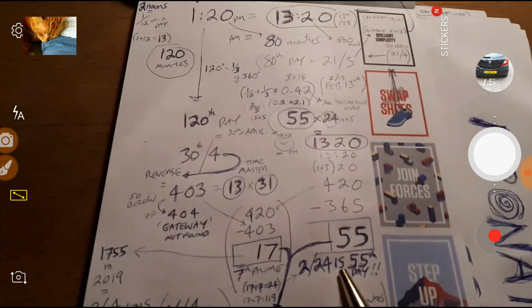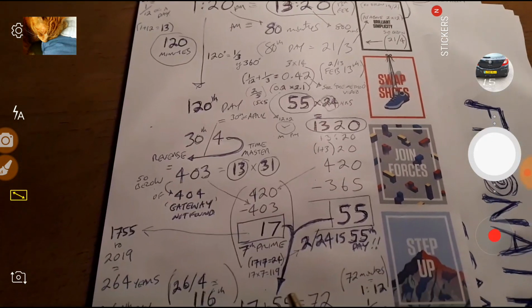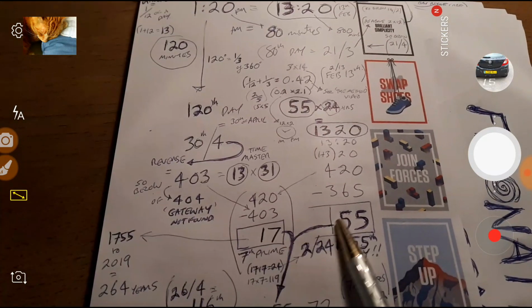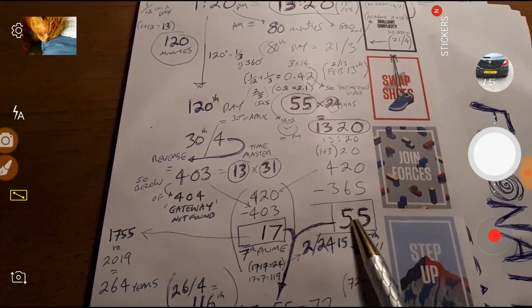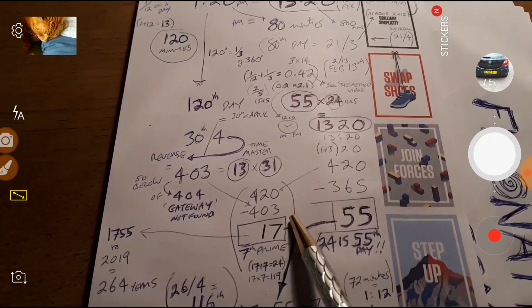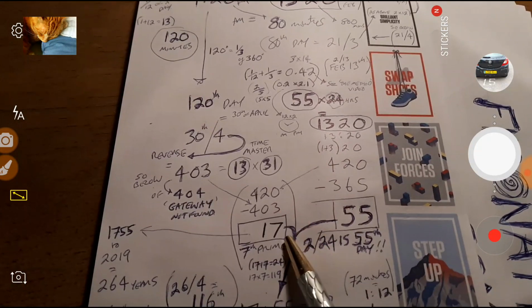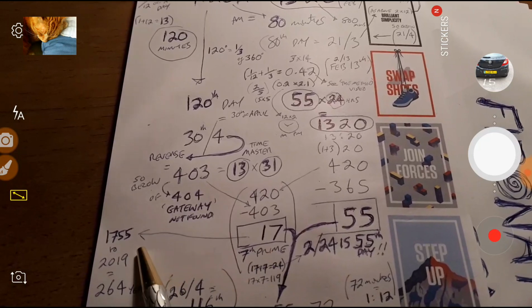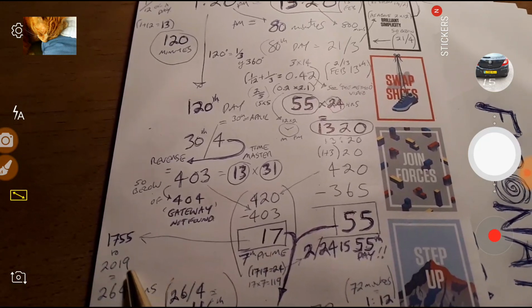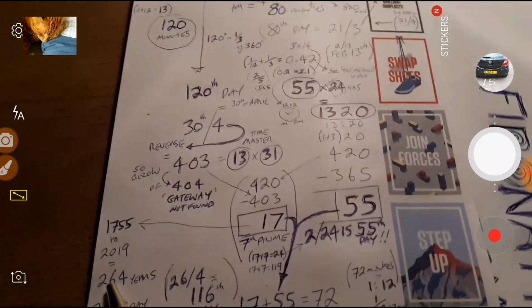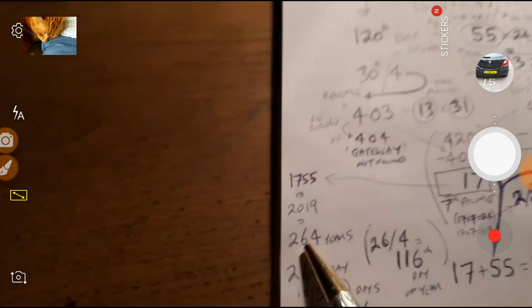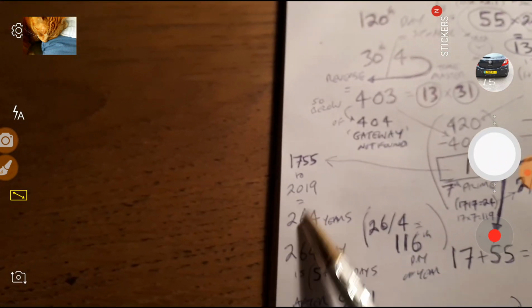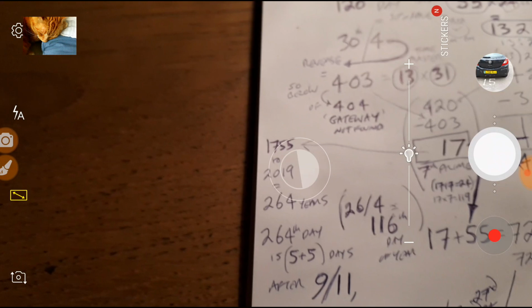Let's move on then again. 1755 then we have now. See how we've got to 17 and 55. First of all, 1755 to next year's date, 2019. That's 264 years. You're looking at 1755 as a year.